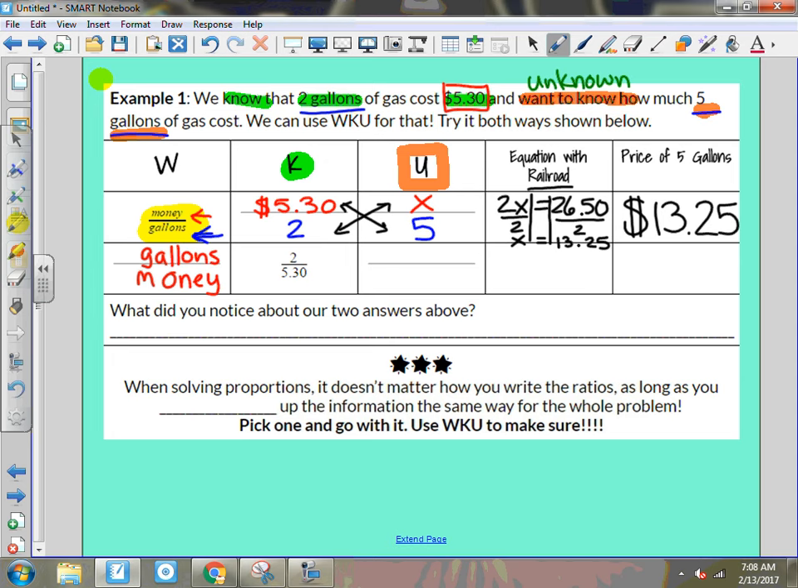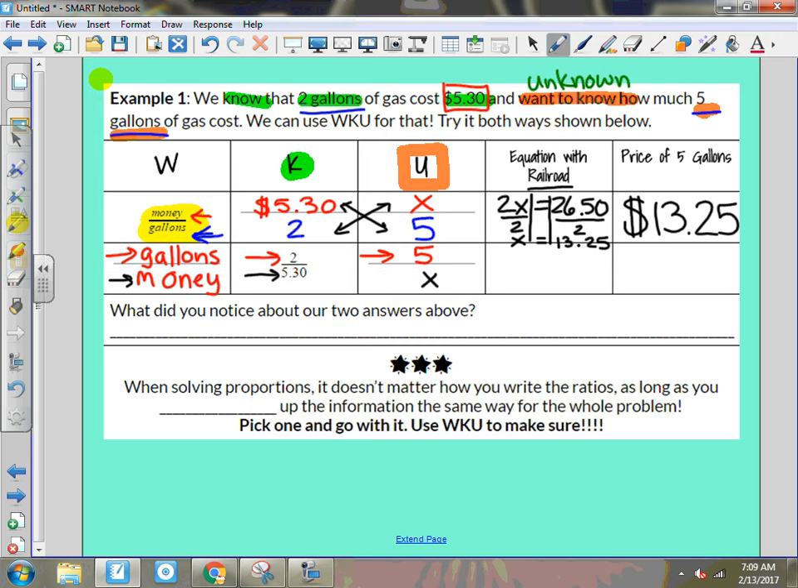Well, I'm still going to use that 5 gallons. I still want to know how much 5 gallons is going to cost. So I'm going to put a 5. Remember, I've got to line this up. So I've got gallons on the top, 2 on the top, 5 is going to go on the top. Got to keep it the same the entire way. And then my money to put on the bottom, I was looking for $5.30 is what I know, but I still don't know how much it's going to cost. So I'm trying to rewrite this problem, do it again.